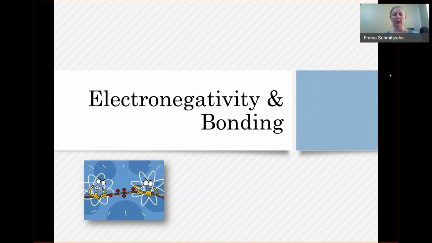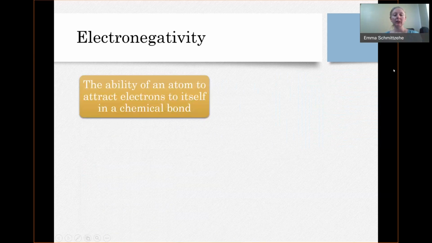Okay, let's talk about electronegativity and bonding. So electronegativity is the ability of an atom to attract electrons to itself in a chemical bond. So essentially it's the pull it has on the electrons that are being shared.